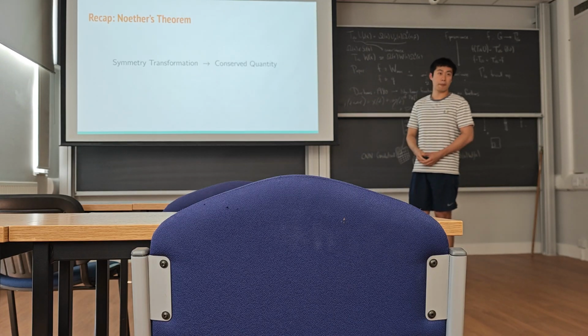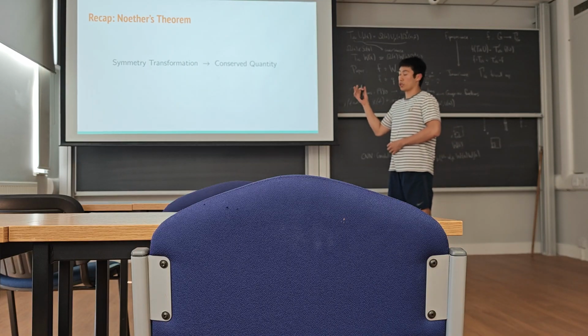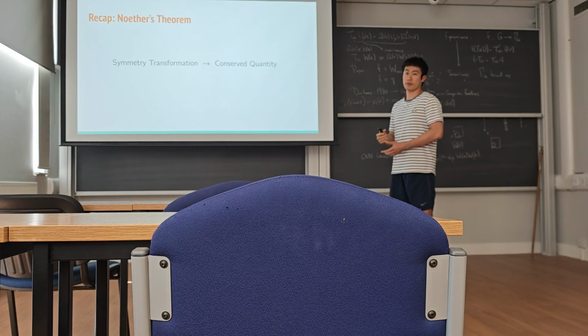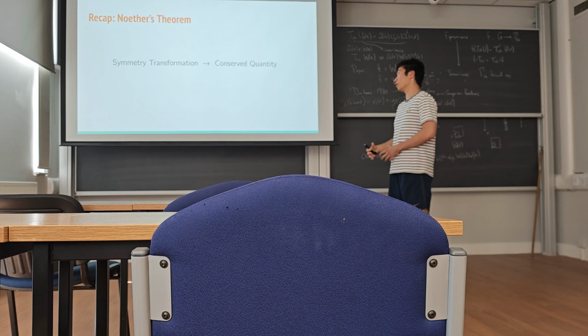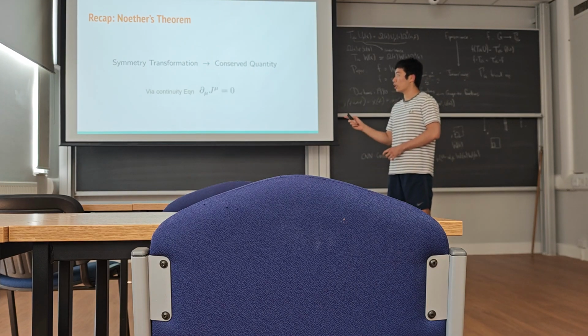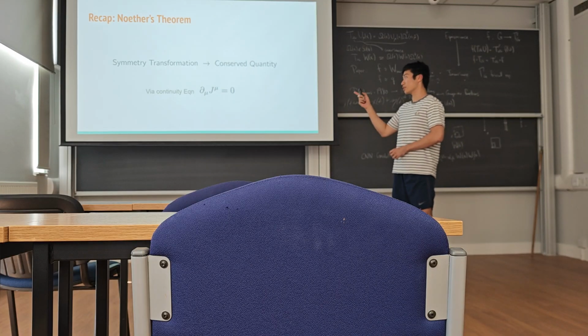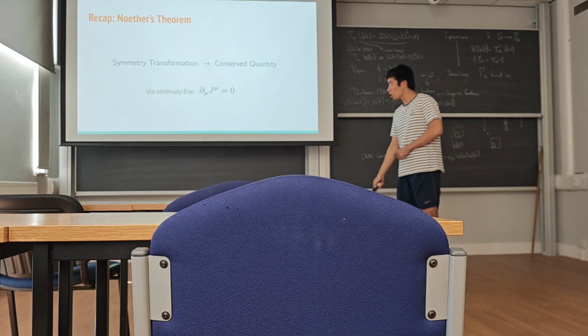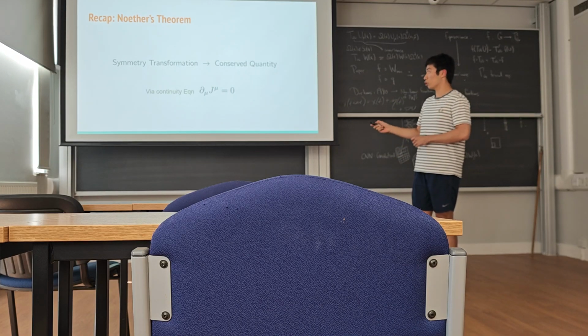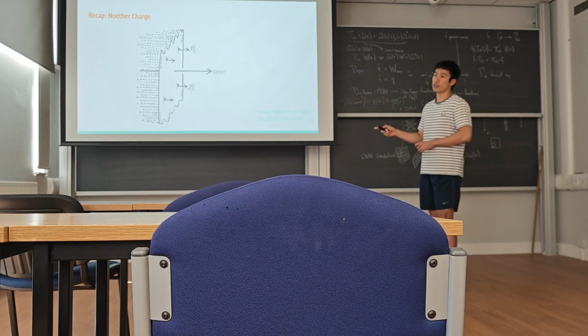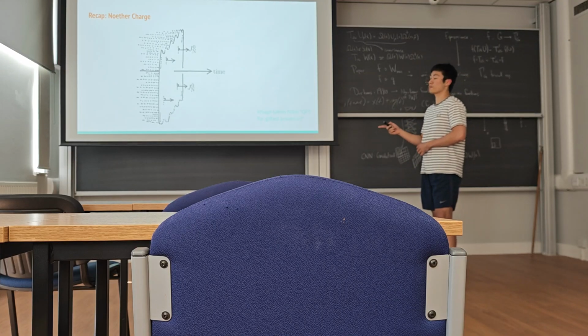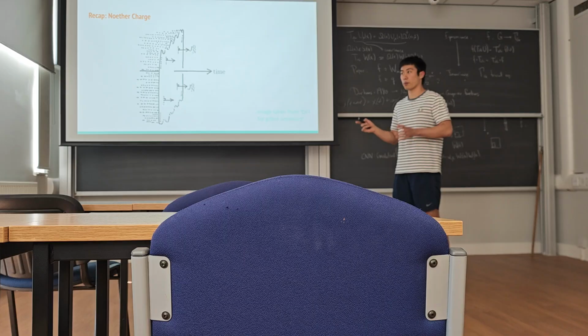So let's start with the recap. First, we're going to talk about Noether's theorem. Noether's theorem states that when you have a symmetry transformation, it gives you a conserved quantity. Not only that, it tells you exactly how to construct it via the continuity equation, which is the derivative of the Noether's current equal to 0. To get the conserved quantity, which is the Noether charge, we integrate it over a submanifold, which is a spatial slice in this case, in the case that we are most familiar with.